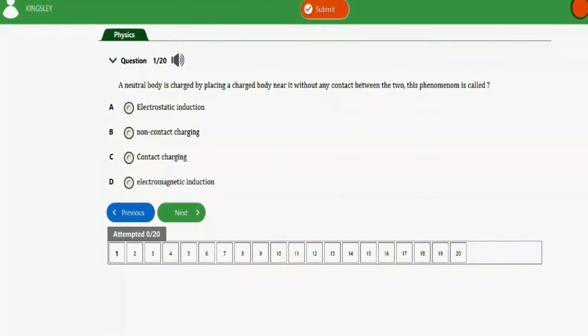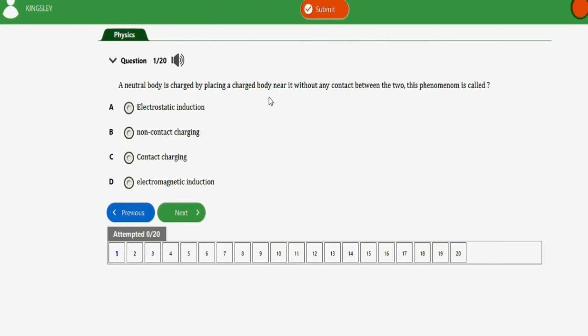In this video, we're going to learn how to solve these JAMB Physics repeated questions under electrostatics and the charging of a body. So we have 20 repeated questions to practice with in this video. Let's get started.